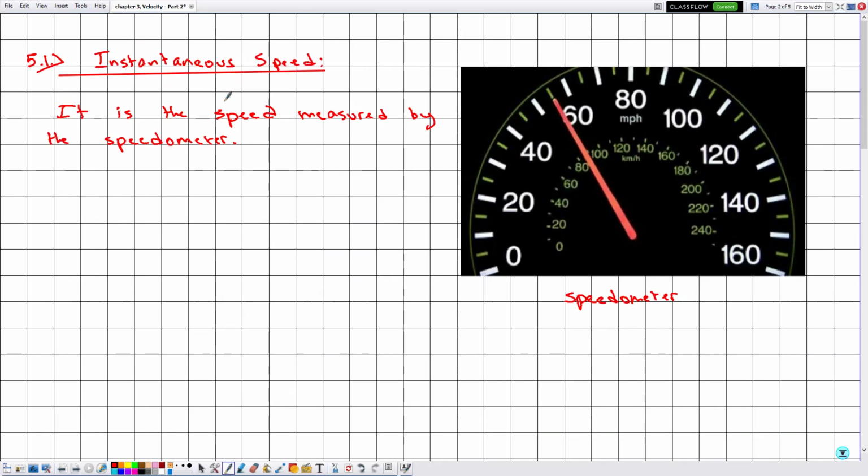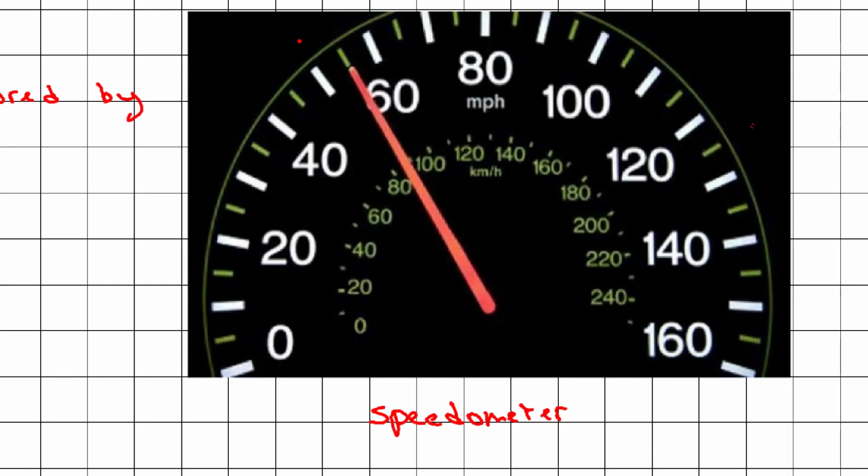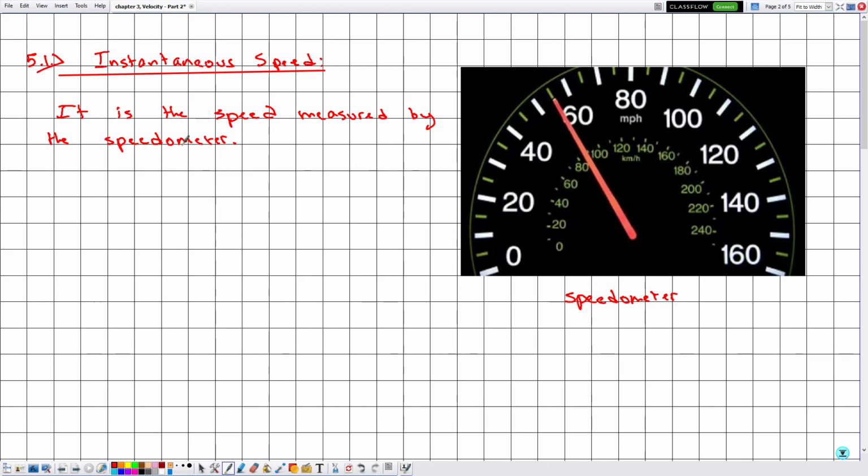So what is meant by the instantaneous speed? It is the speed measured by the speedometer, or in other words it is the speed at a given instant. For example, the speed at instant t1 is 55 miles per hour. For another instant t2 the speed of the car may be 100 miles per hour or 30 miles per hour, and so on. So the instantaneous speed is the speed at a given instant.